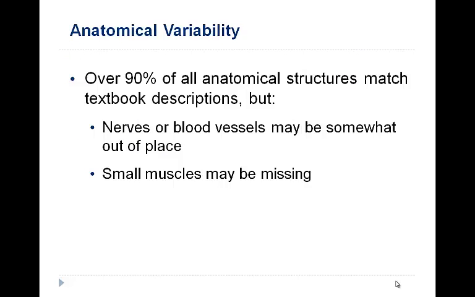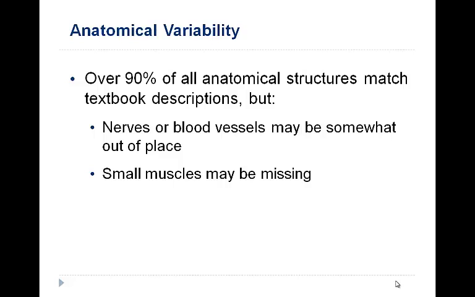With anatomy, 90% of all anatomy is going to match the textbook. For example, we all have 2 ears, we have a nose, we have 2 eyes, 1 mouth, 10 fingers, 10 toes. So basically it's just when you go from one thing to the next, it's all going to be the same from textbook to real life.